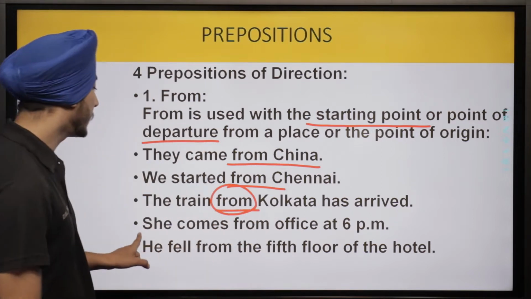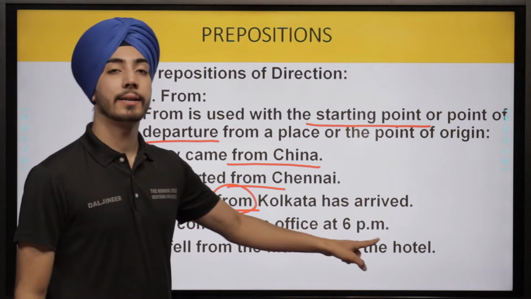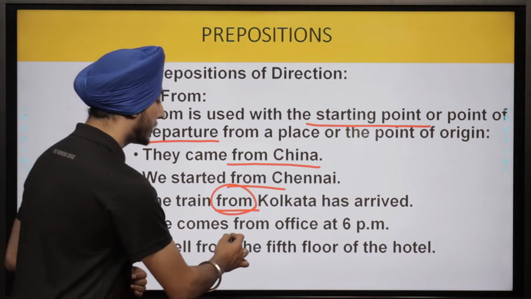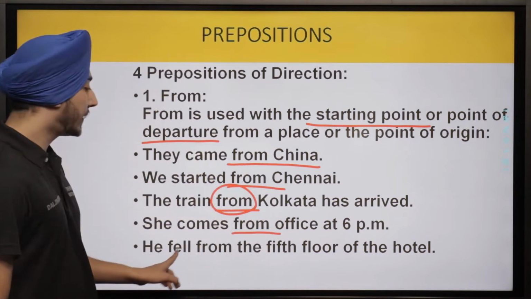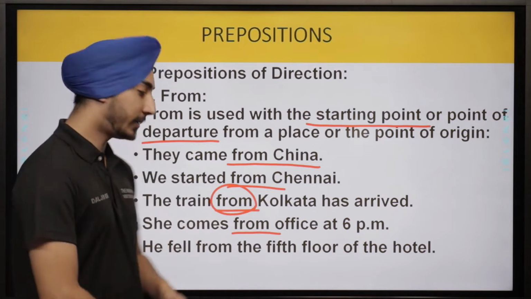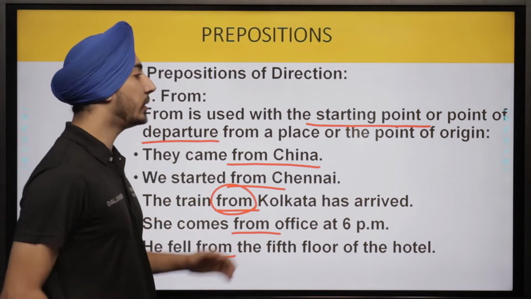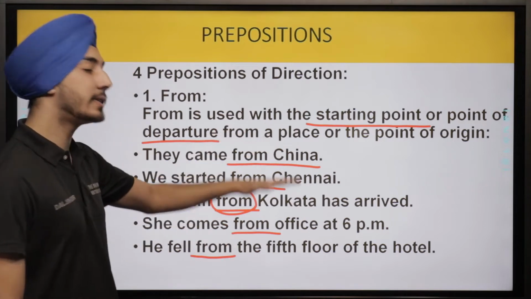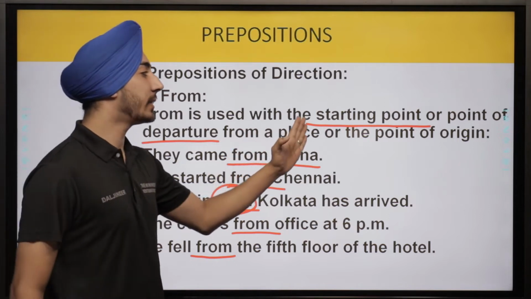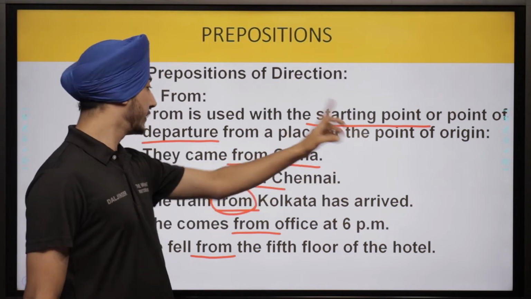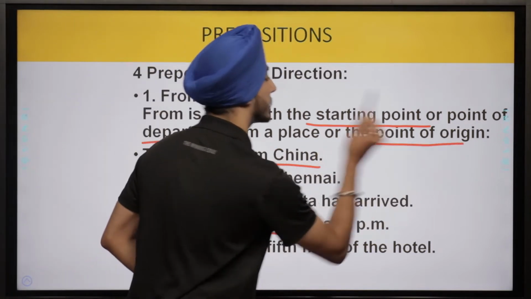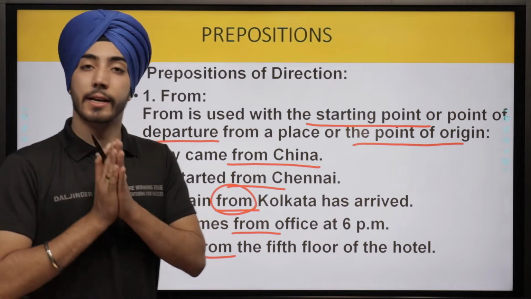फिर एक और एग्जाम्पल देखते हैं. She comes from office at 6 p.m. वो ऑफिस से 6 बजे तक वापस आती है, right? Again, it's telling us the relation here. He fell from the 5th floor of the hotel. वो 5th floor से नीचे गिर गया, right? So all these sentences here are telling us the use of preposition from, ठीक है? So again I'll just clarify, from is used for the starting point, ठीक है? और departure or the point of origin. So इन तीनों चीजों के साथ हम from preposition का use करते हैं. Is it clear with you all?